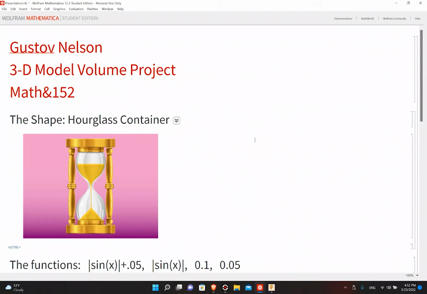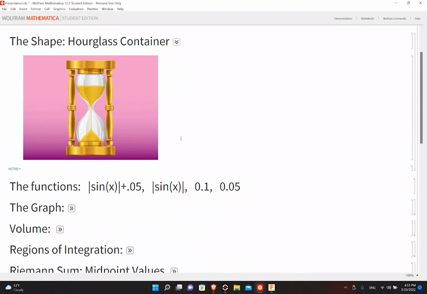Hello, this is Gustav Nelson doing my 3D model volume project presentation for Math 152, and the object that I'm modeling is an hourglass container, specifically the container itself, which is the glass, and not the volume which the sand would contain. In order to model this, I'm going to need four functions: absolute value of sine x plus 0.05, absolute value sine x, and then two constant functions, 0.1 and 0.05.